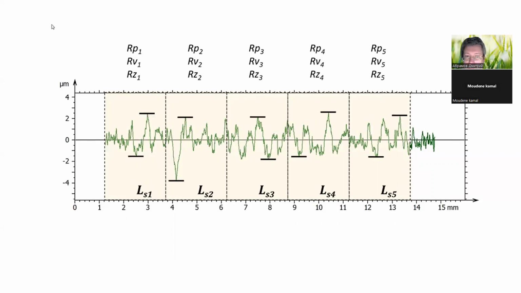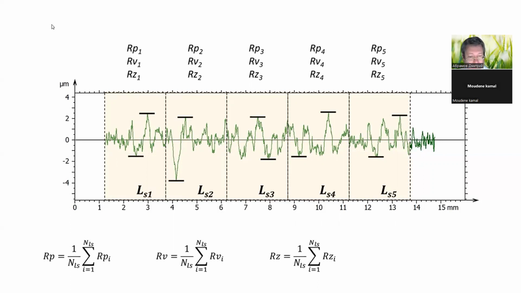Each parameter is calculated on 5 sampling lengths, which leads to 5 estimator values. The final parameter value is calculated as the average of the estimator values. Some standards do not use sampling lengths, such as the American Standard ASME B46.1, and calculate the parameter directly on the evaluation length. In the forthcoming new ISO 21920 standard, most profile parameters are also defined on the evaluation length, except for maximum parameters Rp, Rv, and Rz.